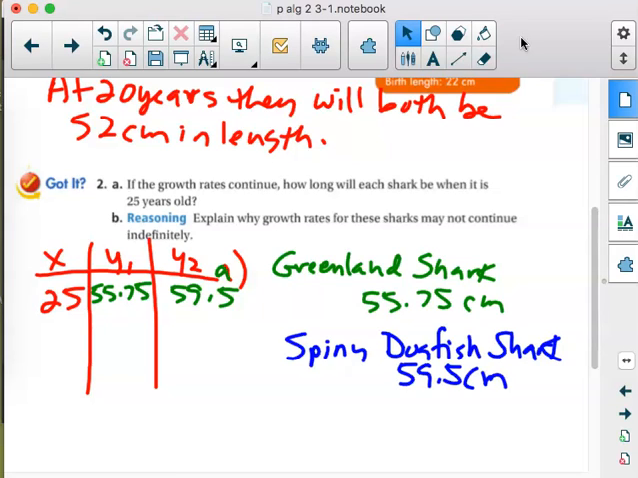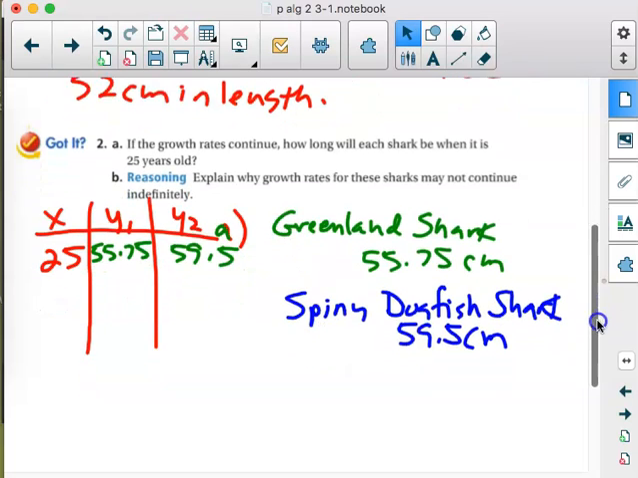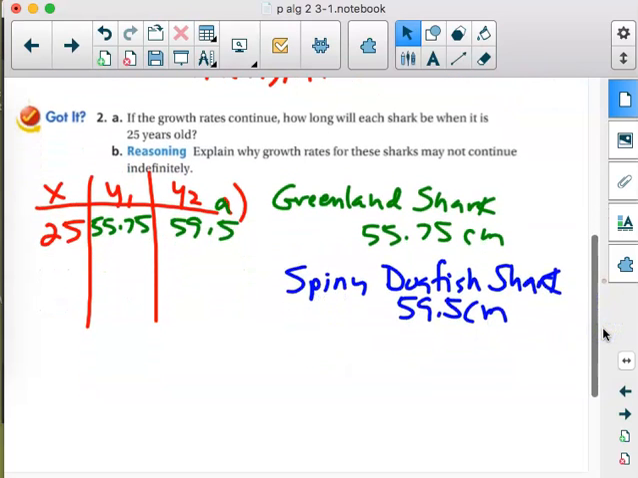And we could have just used the equations that we wrote and put a 25 in for x into both of those. But again, we're trying to use more of the technology. Now, B here says, explain why growth rates for these sharks may not continue indefinitely. So I need you to think for a little bit about what might happen with those sharks so that these are not forever equations.